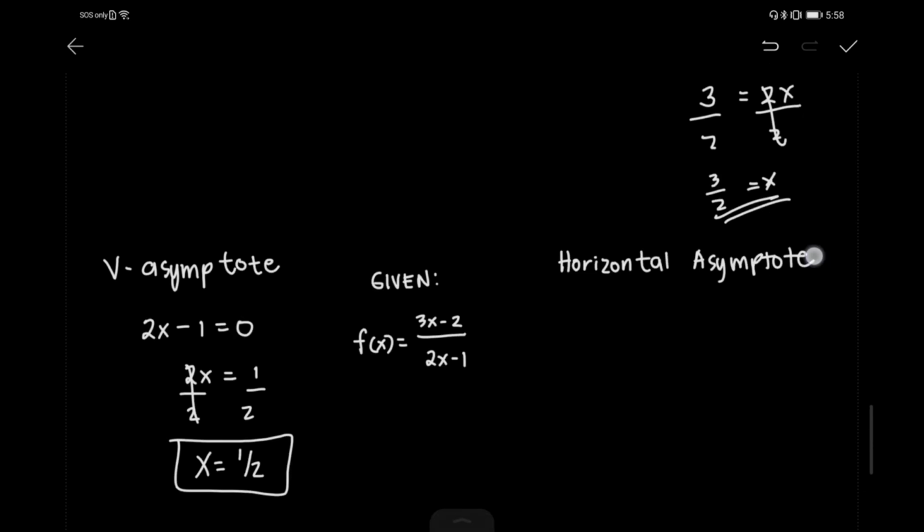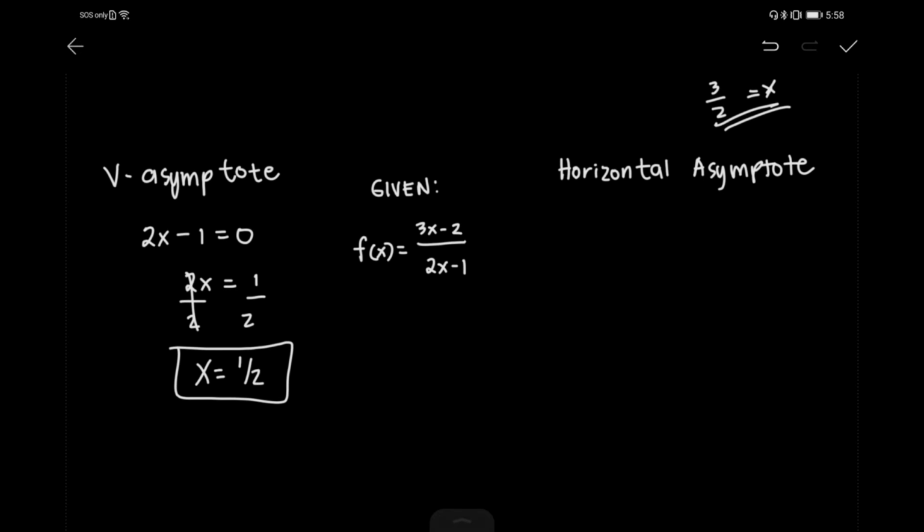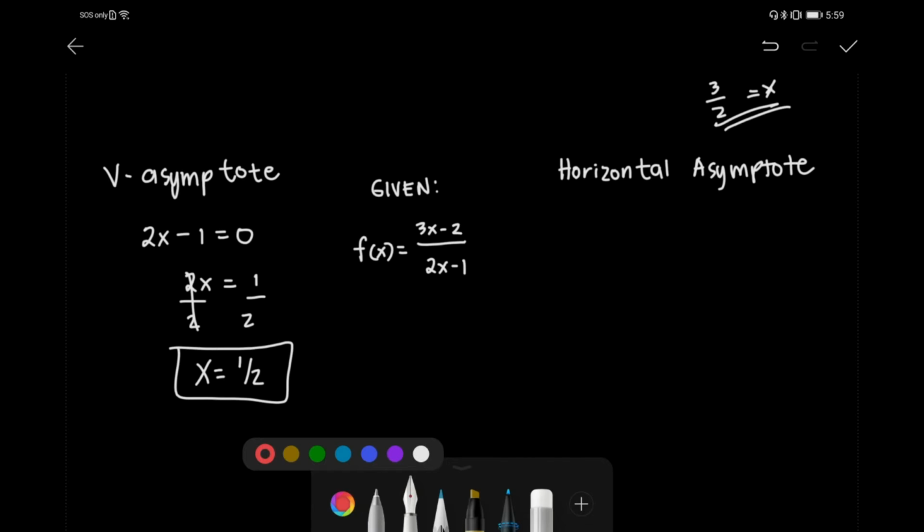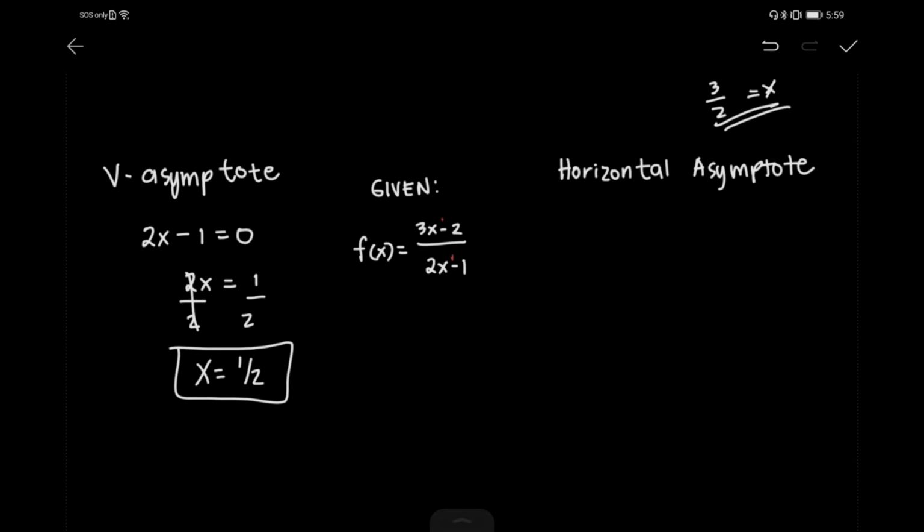Then, sa horizontal asymptote naman guys, para makuha natin yung ating horizontal asymptote, ang gagawin natin is i-check natin yung ating leading term sa ating given rational function. Pag sinabi nating leading term, ito yung term na may pinakamataas na exponent sa ating numerator at sa ating denominator. This time, sa original given function natin, ang ating leading term is yung 3x, kasi ang pinakamataas na exponent is 1 here. At sa denominator naman natin, ang leading term naman natin is yung 2x. Okay? Na may exponent siya na 1.